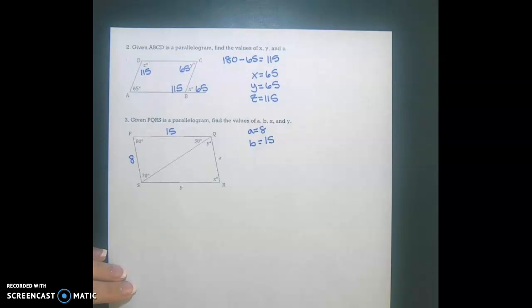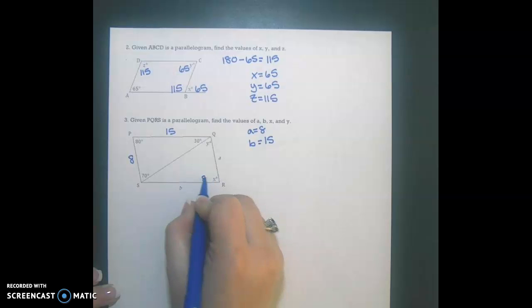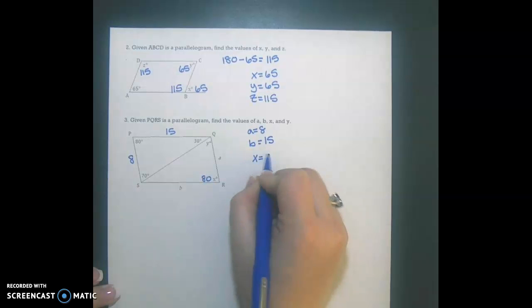Now we can start to find our X, Y, and Z. Remember, opposite angles are congruent, so that means this is also 80. So X is equal to 80.